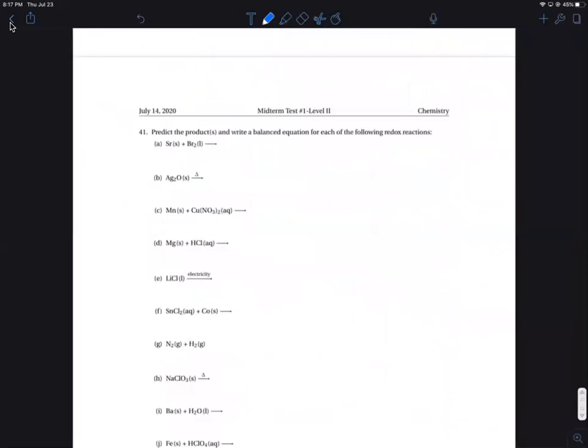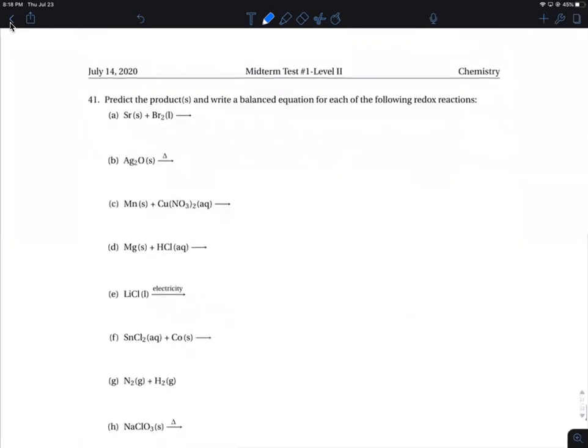And now for number 41, yeah, this is a lot. Predict the products and write a balanced equation for each of the following redox reactions. All right, so for the first one, the product is going to be SrBr2, which is a solid.